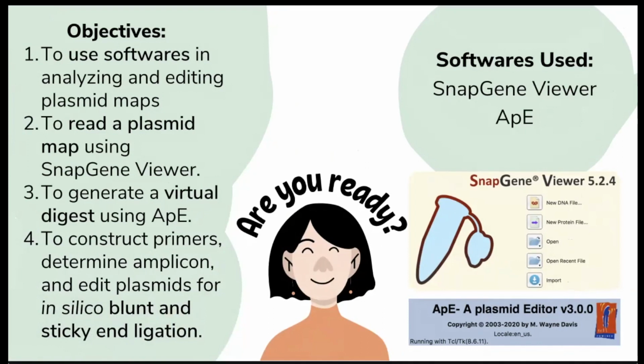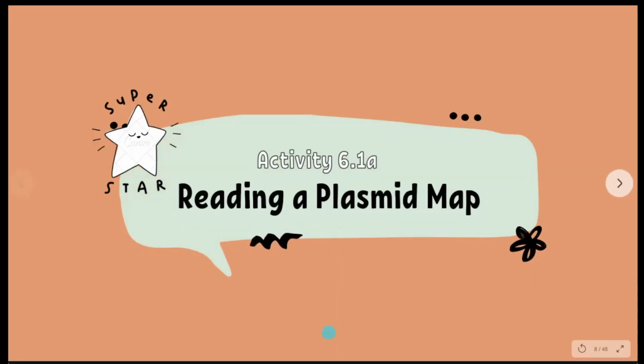Then specifically, we want to be able to read a plasmid map using SnapGene Viewer and to generate a virtual digest using APE, and also to construct primers, determine amplicons, and edit plasmids for in silico blunt and sticky end ligation. To get started with the digestion part, we'll first start with learning about plasmids.